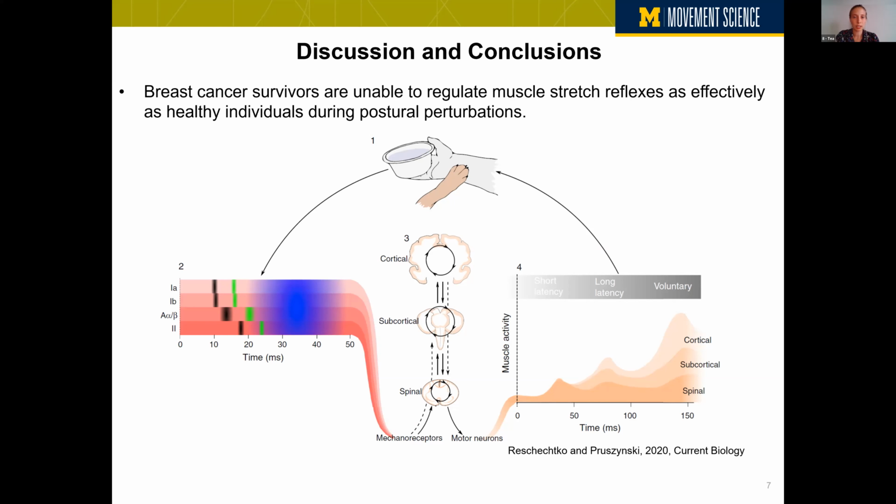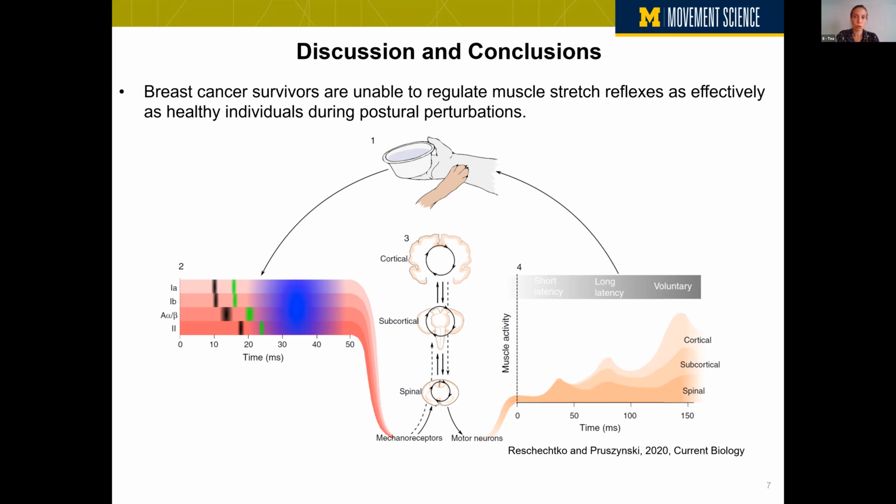Because we saw this in our DEEP group, which did not have any disinsertion of the pectoralis major or latissimus dorsi, we are now hypothesizing that some of these alterations may be related to the treatments that these patients received prior to breast reconstruction. These involve mastectomy, chemotherapy, or radiation.